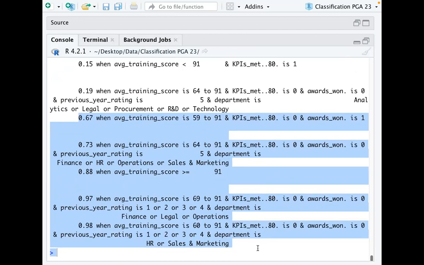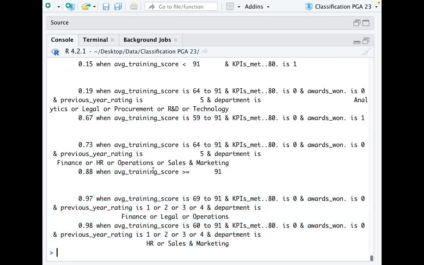And the department is finance or HR or operations or sales and marketing, when the average training score is below 91. The first rule which I told you, this is the first rule. 0.88 probability when the training score is greater than or equal to 91. 88% probability that if his average training score is 91, he will get promoted. This is a single rule. The first rule which I showed you on the graph is this rule, when the average training score is greater than 91.